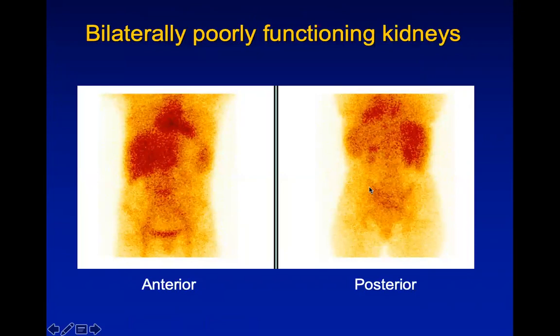If the kidney function is very poor, this is what you will get. You won't see any kidney. All you'll see is background activity. Now, how poor is poor? It differs for the tracers.